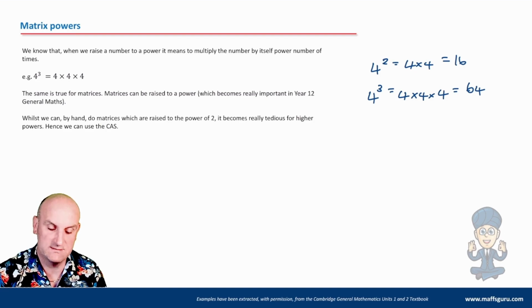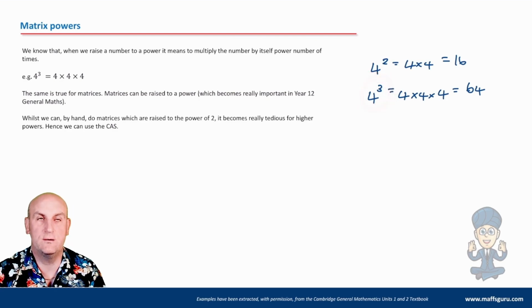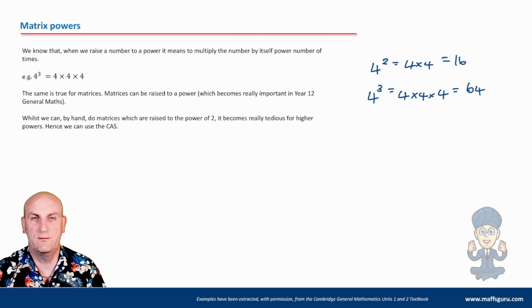I'm not going to go any higher than that because my brain will die. So this floating number here tells you how many times to write the base and multiply it together. Right? So there's 3 lots of the 4 there. So it's 4 times 4 times 4. Now again, mathematically, that does not mean 4 times 3. It means 4 times 4 times 4.